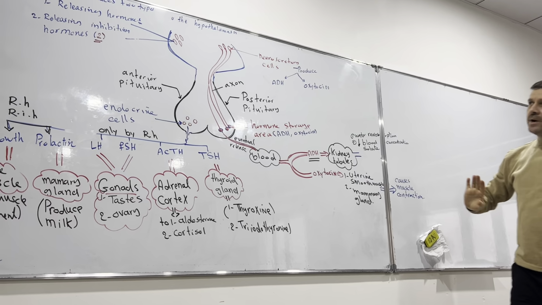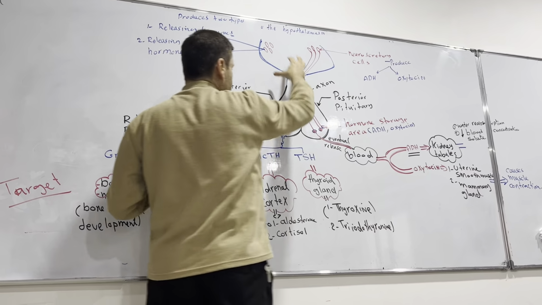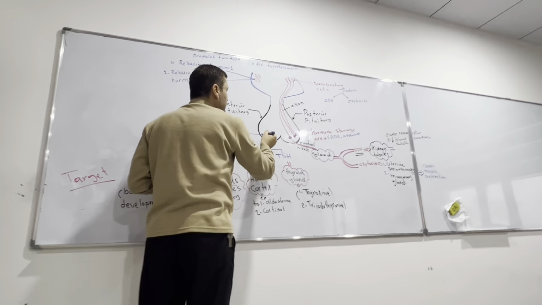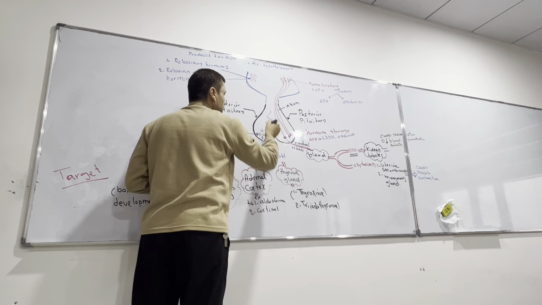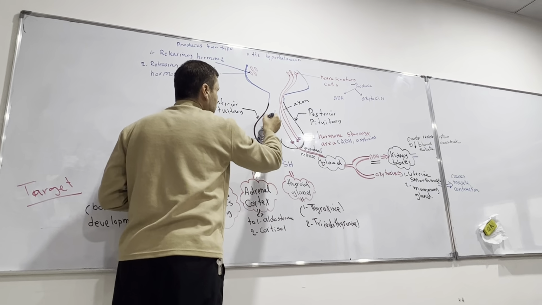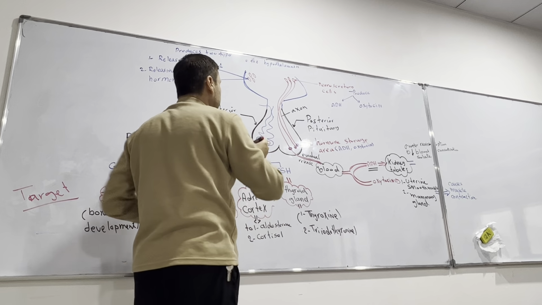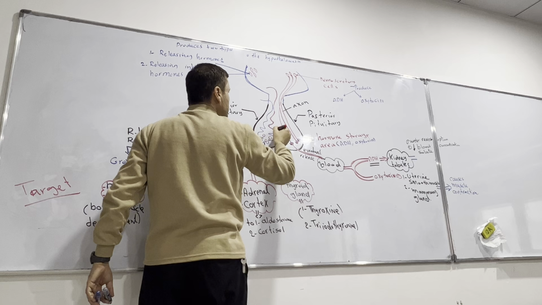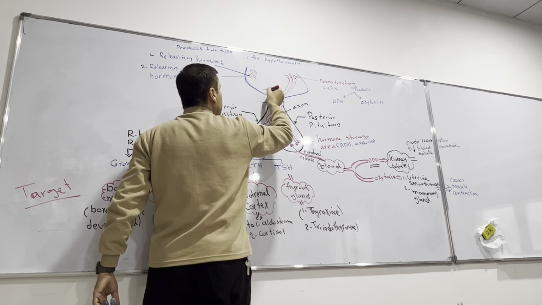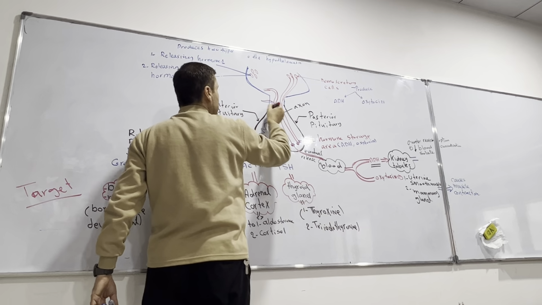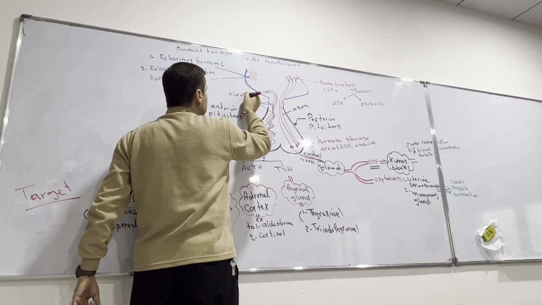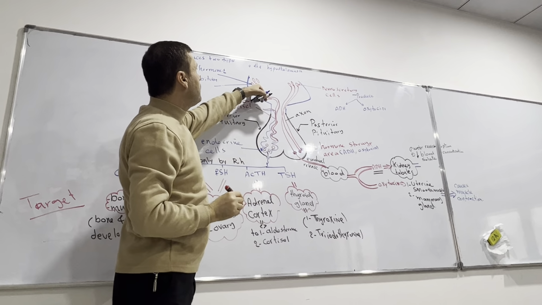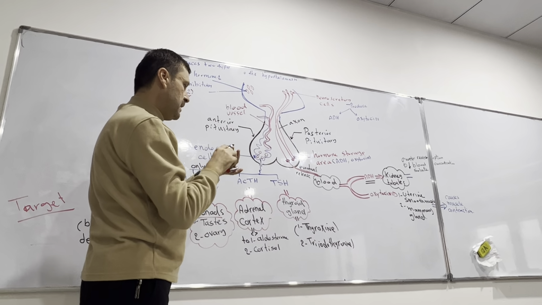How do the two hormones transfer to the posterior portion from the hypothalamus? By axons. And we have a specialized blood vessel which connects the hypothalamus to the anterior portion.